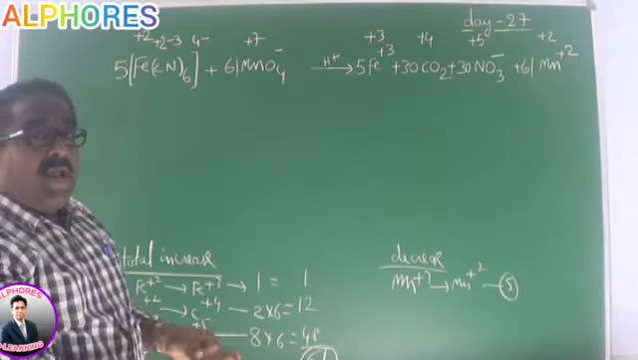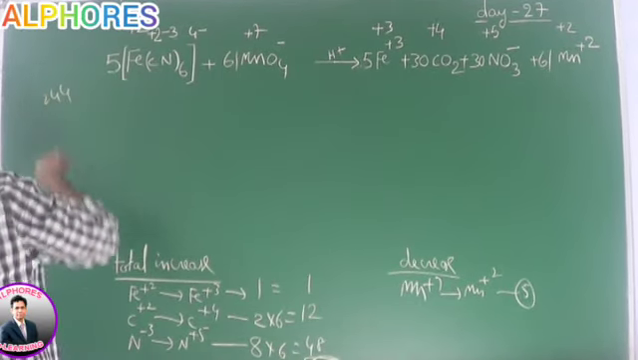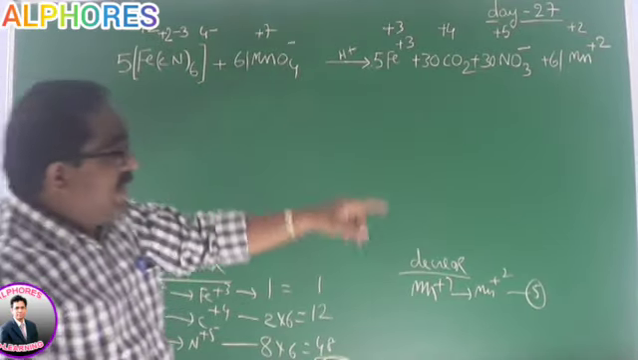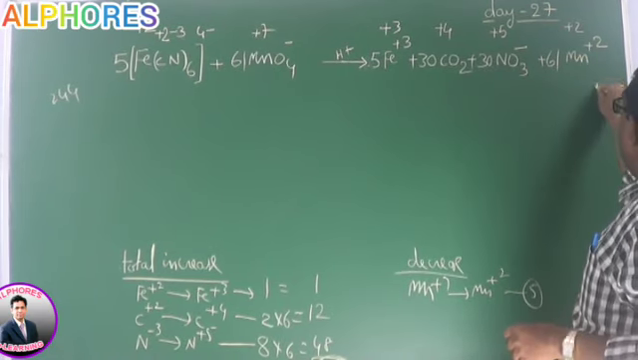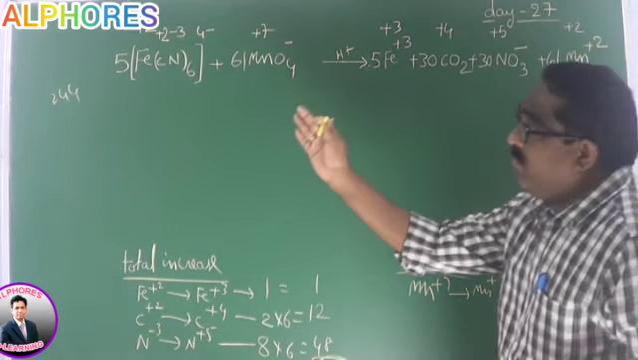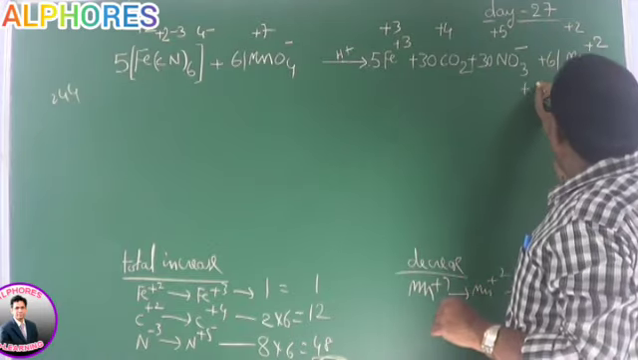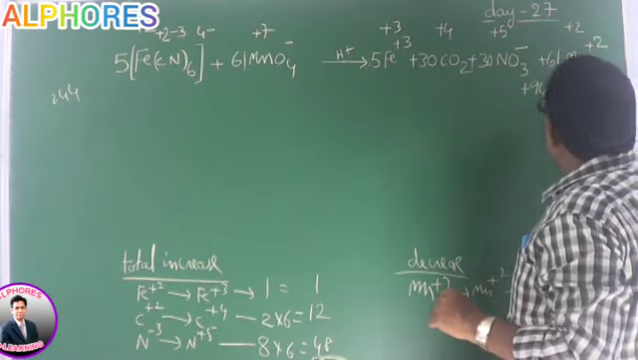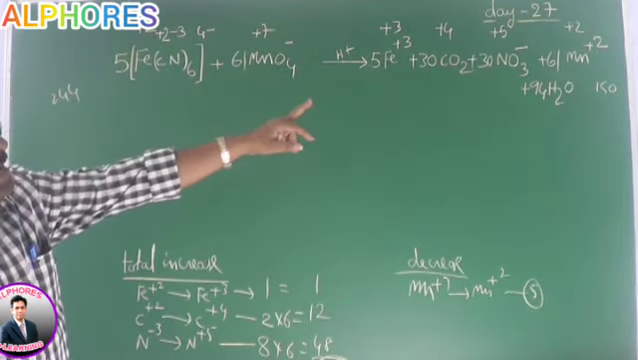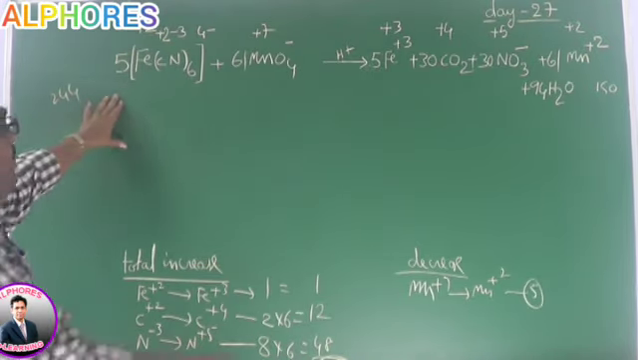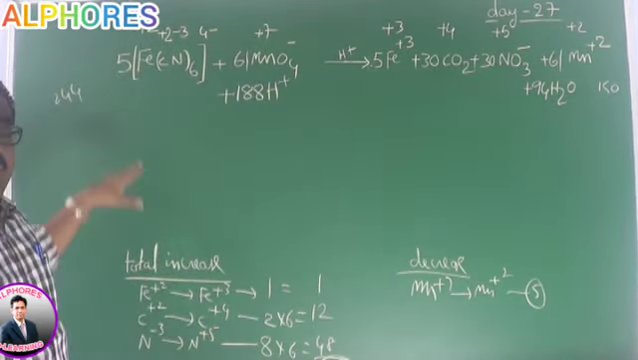Now I have to balance oxygen on both sides. 61 fours, 244 on the left side. Right side, let me calculate: 30 times 2 is 60, 30 times 3 is 90, total 150, that is 254 on the right. The difference is 94, so you should balance oxygens with water molecules, 94 H2O. Total 188 hydrogens on the right and no hydrogens on the left, so finally you should balance this with 188 H plus ions.